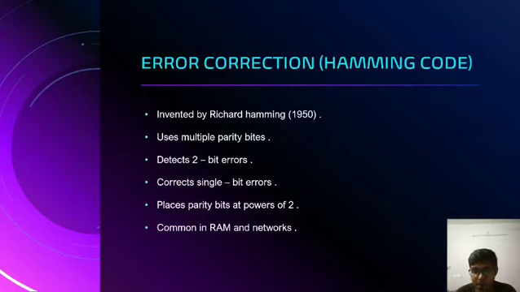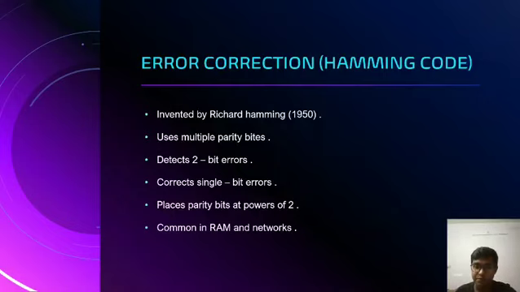Today, Hamming codes are commonly used in RAM modules and computer networks, where data integrity is extremely critical. So this technique is not just theoretical, but highly practical and widely implemented. This is the most widely used error correcting method because it has a high correction probability. This technique is used for error correction nowadays.